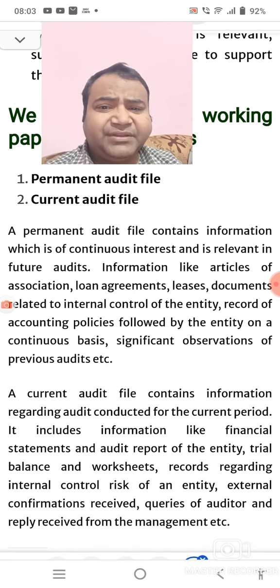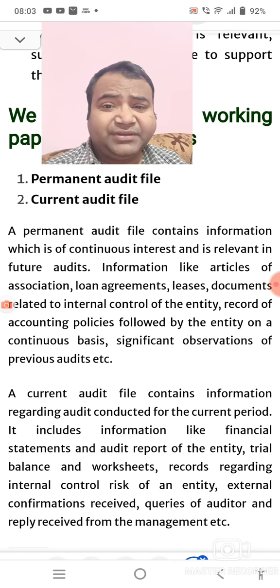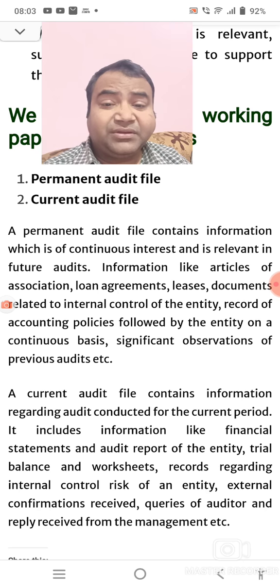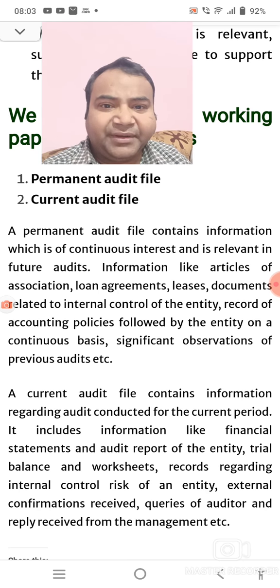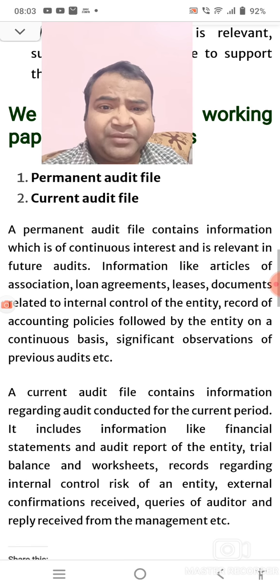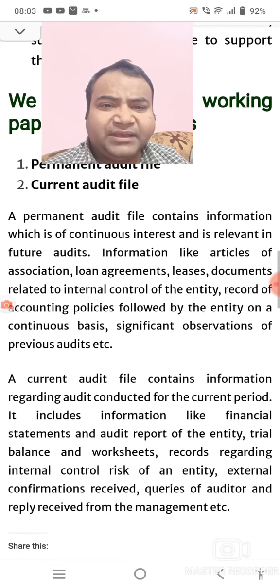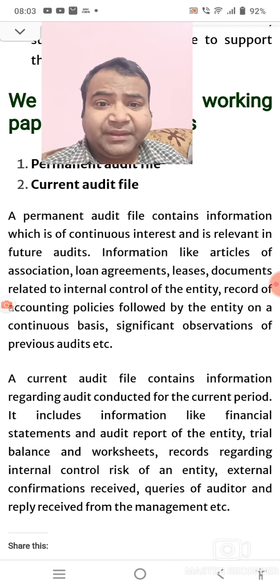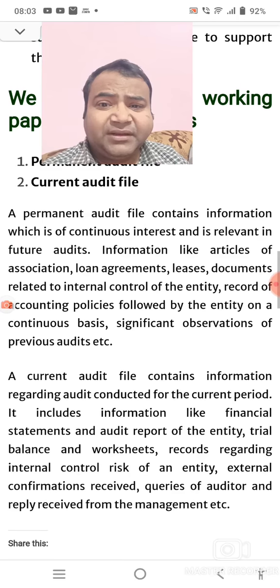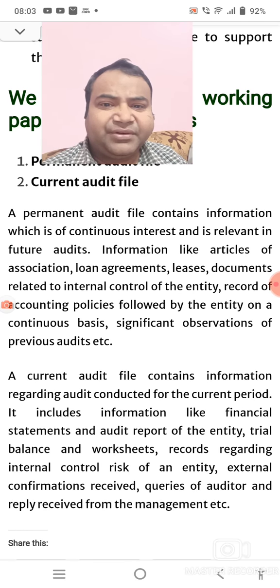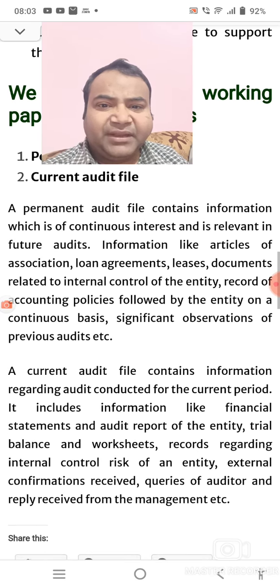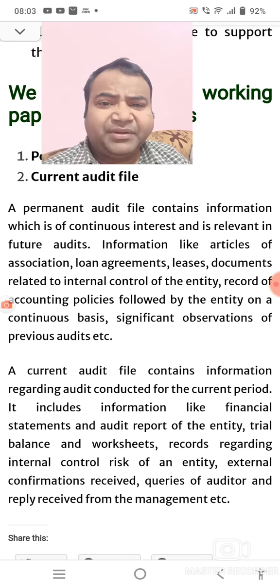Why? Because this contains information which is of continuous interest for a particular auditor of a company. The information given in this file will be useful for a long period of time. As you can see, there is information like articles of association. So what do the articles of association contain? They contain policies, rules and regulations regarding the company, which will be helpful for a longer period of time.